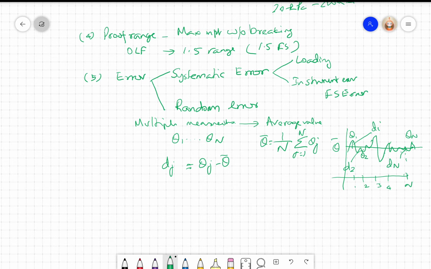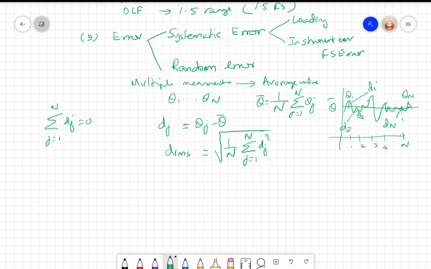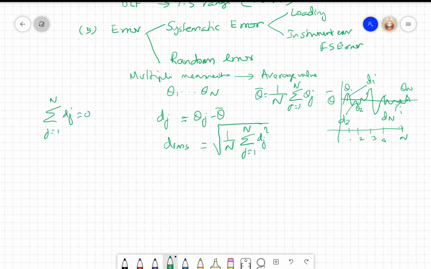And we already saw sigma j equal to 1 to n, dj would be 0, right? And we already learned in the last class that the average value looks like a DC, and this looks like an AC. So I can say the RMS deviation, the RMS value of this AC quantity, is square root of 1 by n sigma j equal to 1 to n dj square, right? That's the RMS value of the deviations.